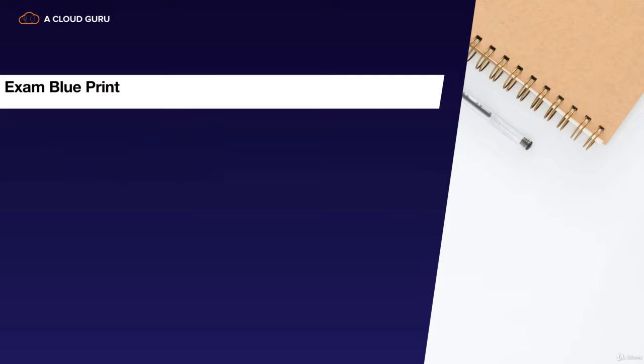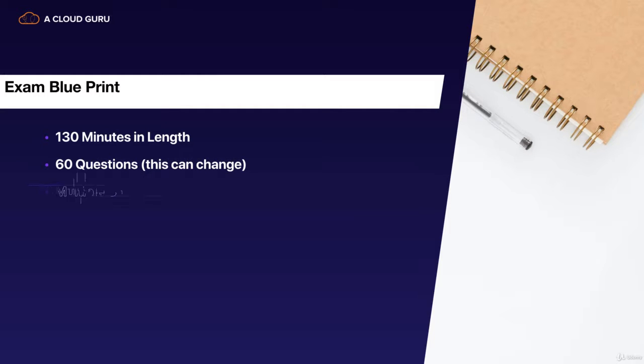So we all want to pass our Certified Solutions Architect Associate exam, and before we actually get started learning about AWS, it's worth going through the exam blueprint, which will cover what it is we need to know in order to pass our exams. So the exams are 130 minutes in length. You're going to have about 60 questions. Sometimes this can change, but hopefully it will never be more than 60. And they're all going to be multiple choice.